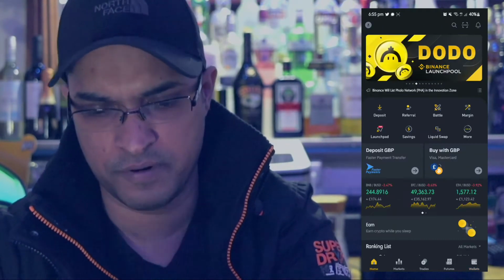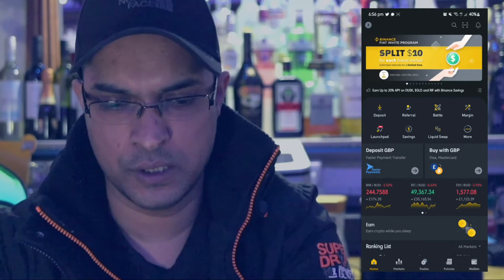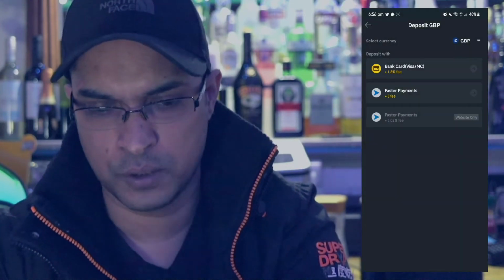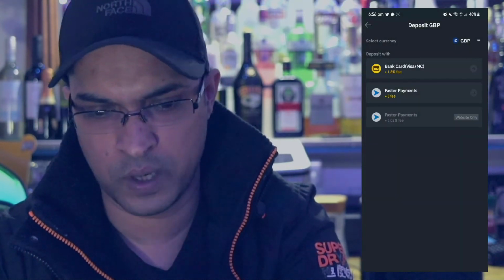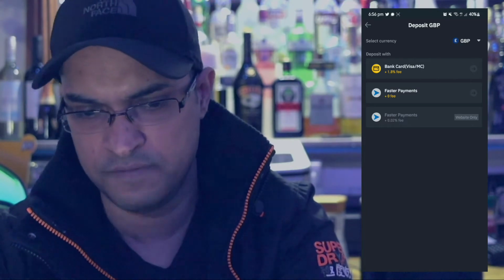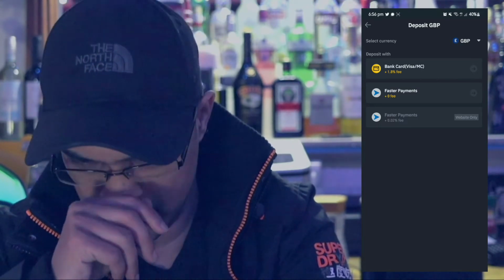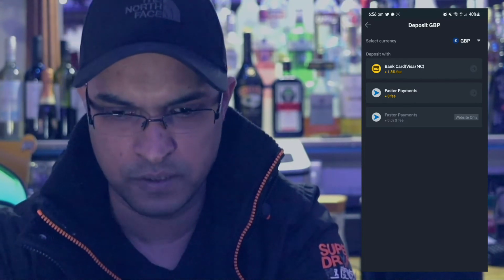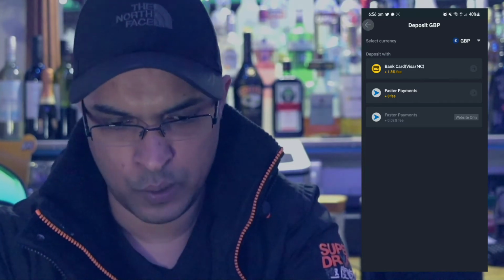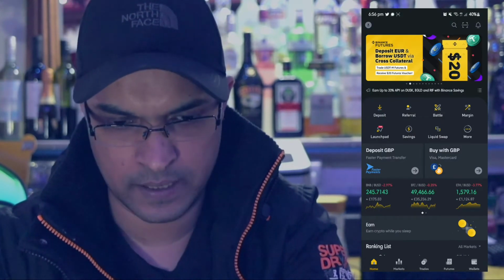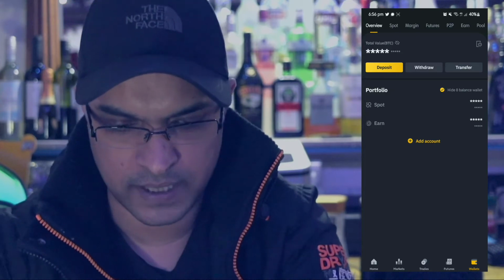So we're here, we refresh, and as you can see, you can deposit money, right? You can do a bank faster payment or whatever you want. There's a fee, all these fees and everything there. You can do faster payment. So there's multiple different ways of doing it. So in our case, let's get some money in there first.